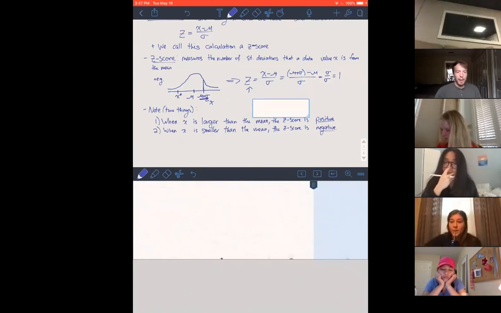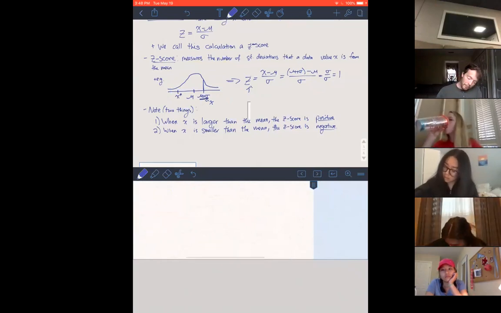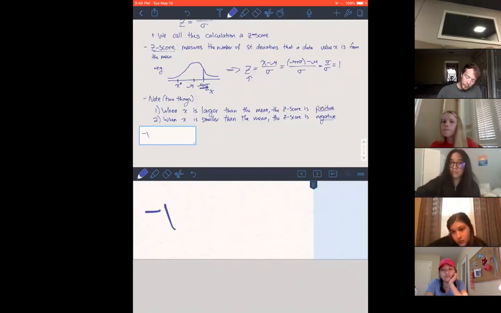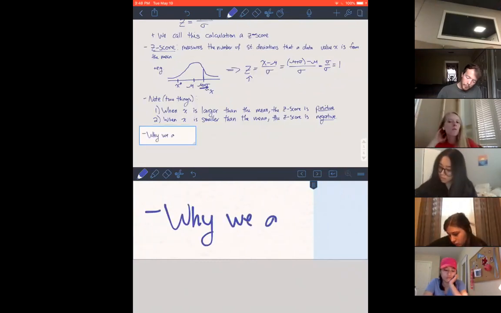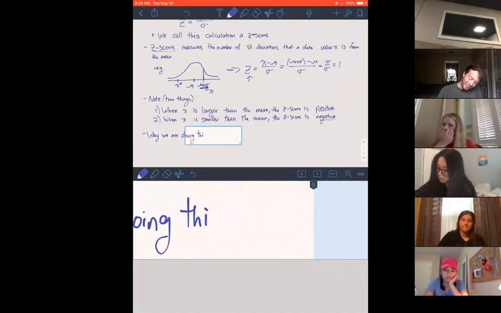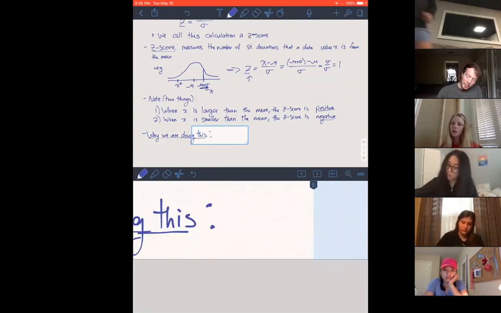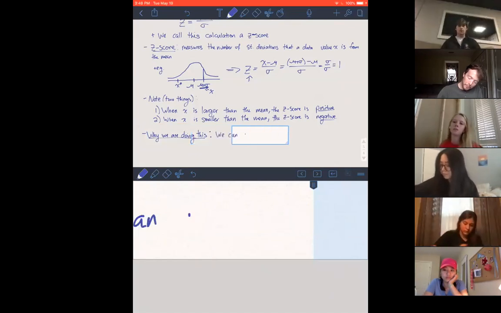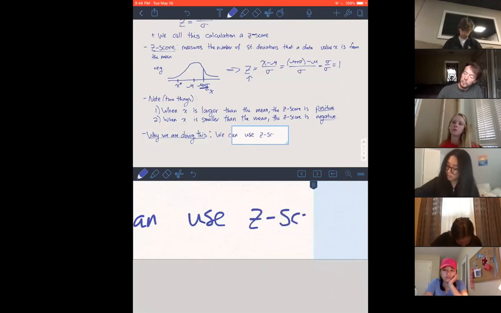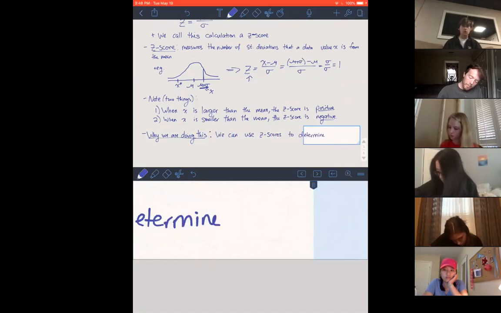So I have introduced the normal distribution, and I've introduced you this calculation of z-score. If you have an x value, you can calculate a z-score from it. And the reason that I do it, why the heck are we doing this, is we can use z-scores to determine the area under the curve.